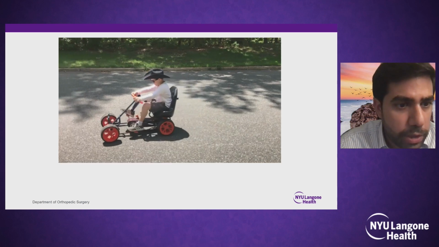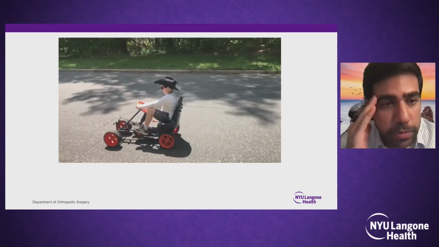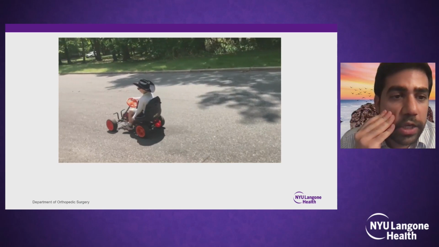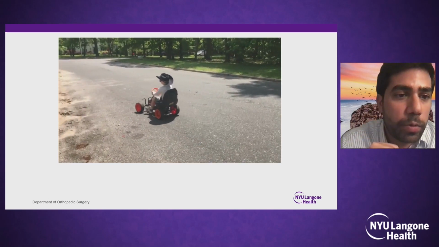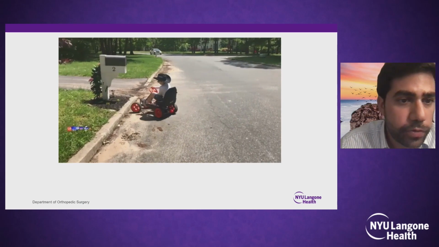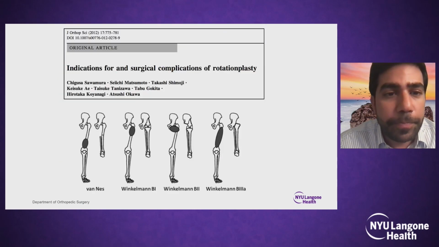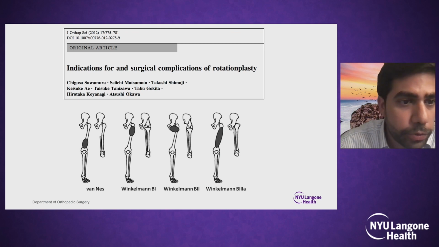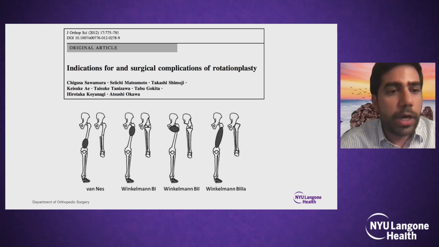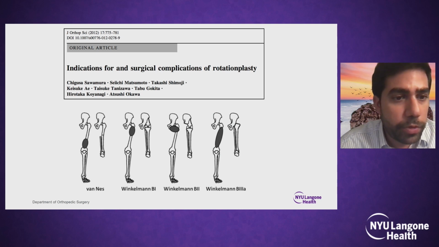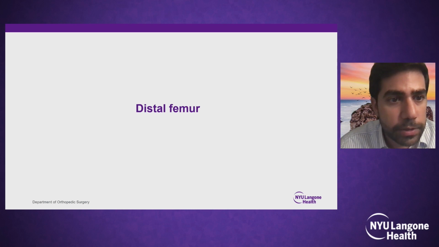I don't know if this plays. You can see there's a patient status post rotation plasty with their below knee prosthesis functioning just fine. The indications for rotation plasty depend on where the tumor is and how much you're able to preserve from the shaft. And there are different types. The most commonly discussed is the Van Ness, which was the one I just showed in the previous case.